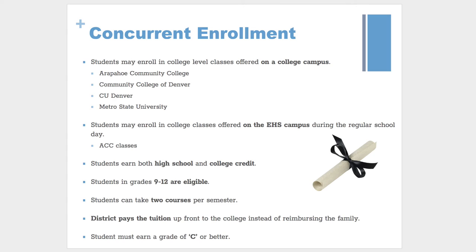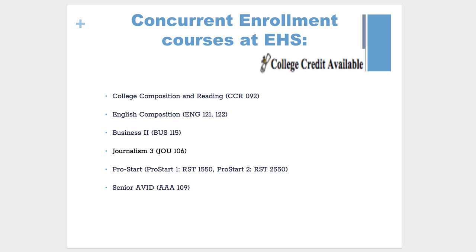Students at all grades are eligible, and you can take up to 2 classes per year. The really cool thing about concurrent enrollment is the district is going to pay for the cost of tuition. This can save you over $507 a semester class. So if you take 2 classes, you're saving over $1,000. You need to make sure that you pass with a C or higher.